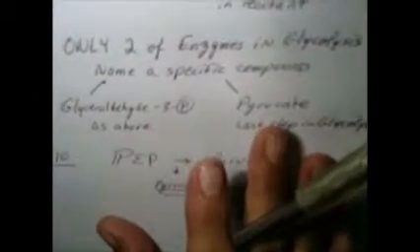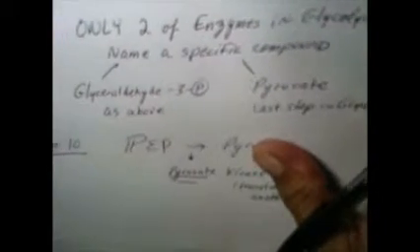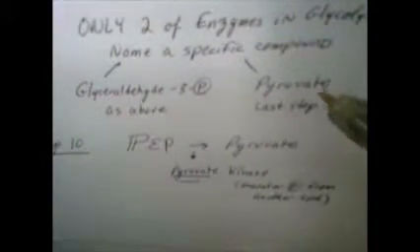Now, only two of the enzymes in glycolysis, this is our 222 rule, actually name a specific compound. Those two compounds that are specifically named are glyceraldehyde 3-phosphate, which we just looked at. The other compound that's specifically named is pyruvate, and we see pyruvate in the last step in glycolysis.